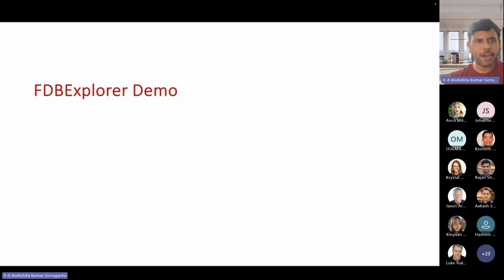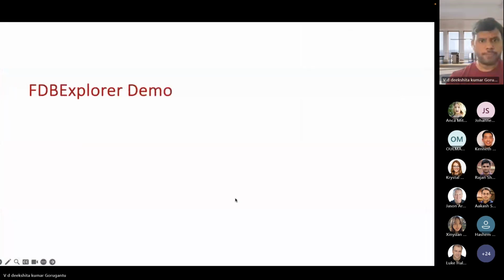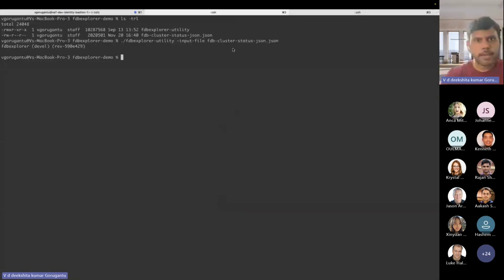Then I want to give you a demo about FDB Explorer. This is one of the open source utilities. In FoundationDB clusters, we have a cluster status JSON file. This status JSON file has the information of all the subsystems. But if you go through the complete JSON file, it's very difficult to understand all the properties. This Explorer utility works like a terminal UI.